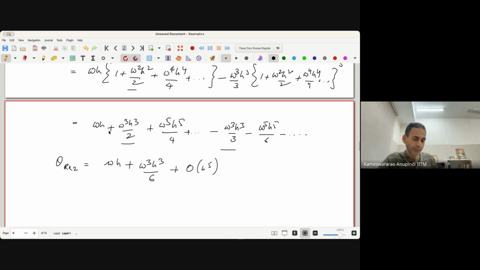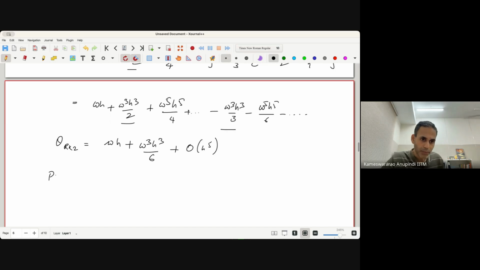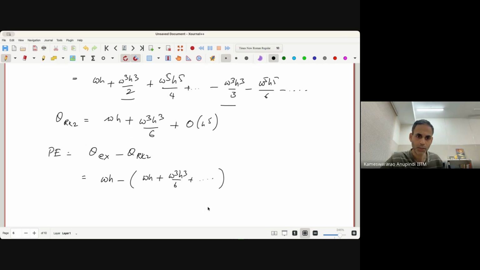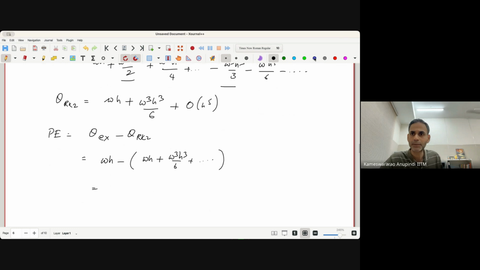Okay, then what is the phase error? That is theta exact minus theta for RK2. That is going to be omega h minus (omega h plus omega cube h cube by 6, and so on). So omega h gets cancelled here. What we obtain is minus omega cube h cube by 6.